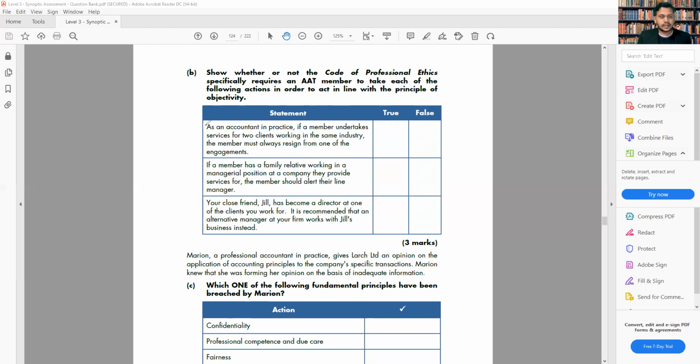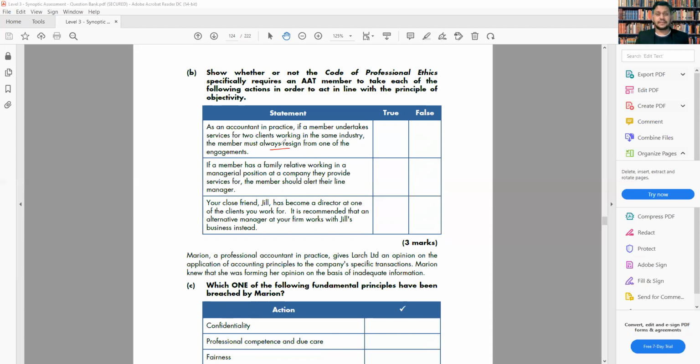Okay, let's try. The first one says, as an accountant in practice, if a member undertakes service for two clients working in the same industry, the member must always resign from one of the engagements. Now, this one looks like true. For example, if Asda and Sainsbury, both operate in the retail industry, and they are competitors to each other, now they come to you, and both are approaching to be your client.